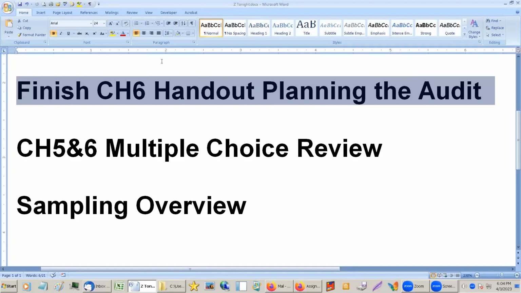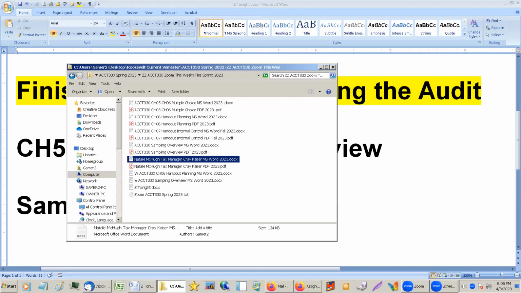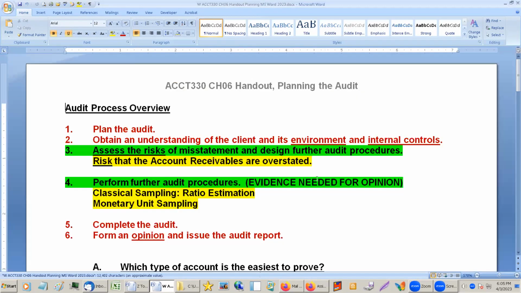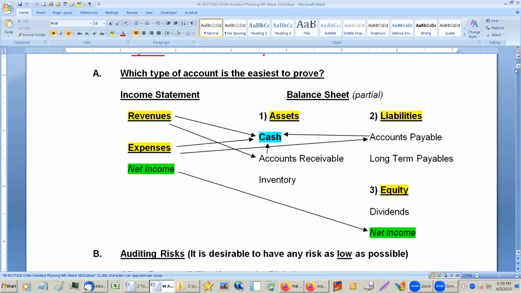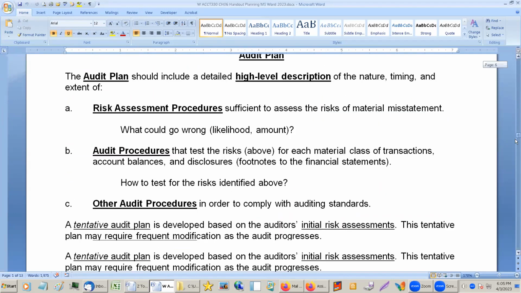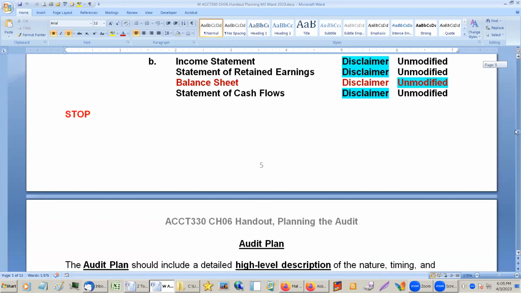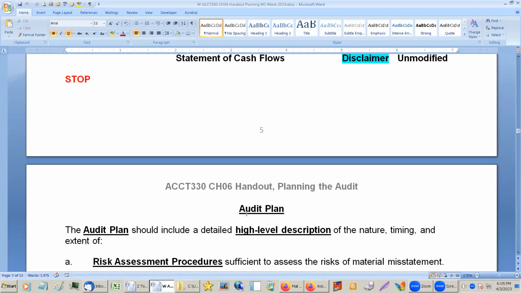So finish the planning handout. We'll see if we get through this. We definitely should get through it. I think I said that last week, so you guys probably don't believe me. All right, so I think we're down to page 5 or something close to it.